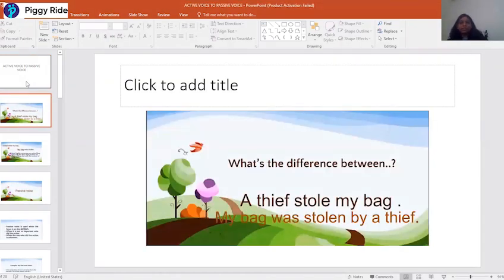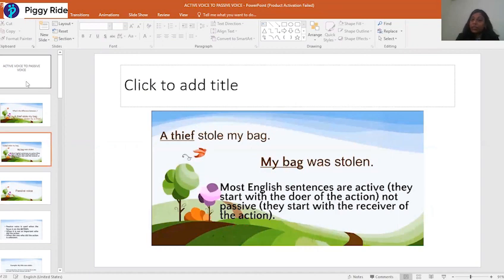The first part. What's the difference between "A thief stole my bag" and "My bag was stolen by a thief"? Again, I am repeating the sentence. A thief stole my bag. My bag was stolen by a thief. Now, a thief stole my bag. My bag was stolen.